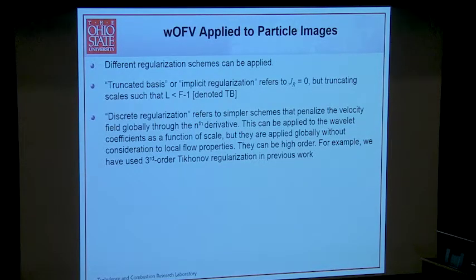First order discrete scheme, okay? But what we can do is this can be applied actually to the wavelet coefficients instead of directly to the velocity, but they're applied globally with no information to the local flow. Our first paper, well, we use third order regularization, okay?